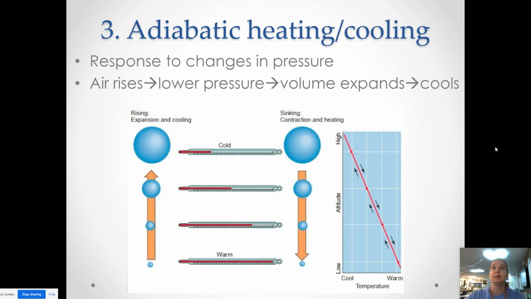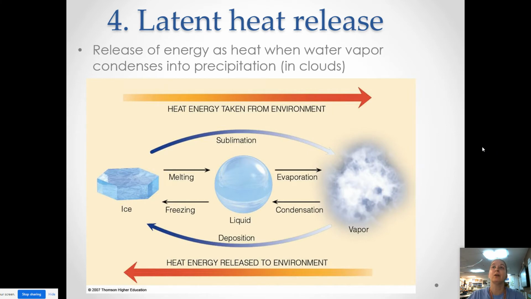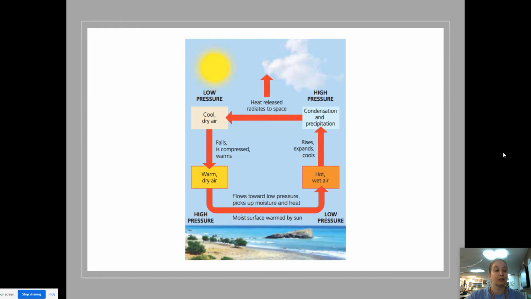So there's that. And then we have what is called latent heat release. And this is the release of energy as heat when water vapor condenses into precipitation in clouds. So when you go from ice to either liquid or vapor through melting or sublimation, you're going to take heat energy from the environment. When vapor either condenses down into a liquid or deposits down into ice, heat is released into the environment. So these are the four factors that are going to affect things.